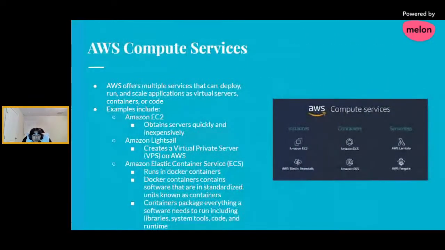AWS Compute Services. AWS offers multiple services that can deploy, run, and also scale applications as virtual servers, containers, or code. Examples of this include Amazon EC2, which obtains servers quickly and inexpensively, Amazon Lightsail, which creates a virtual private server or VPS on AWS, Amazon Elastic Container Service, which runs Docker containers, which basically just contain software in standardized units known as containers.